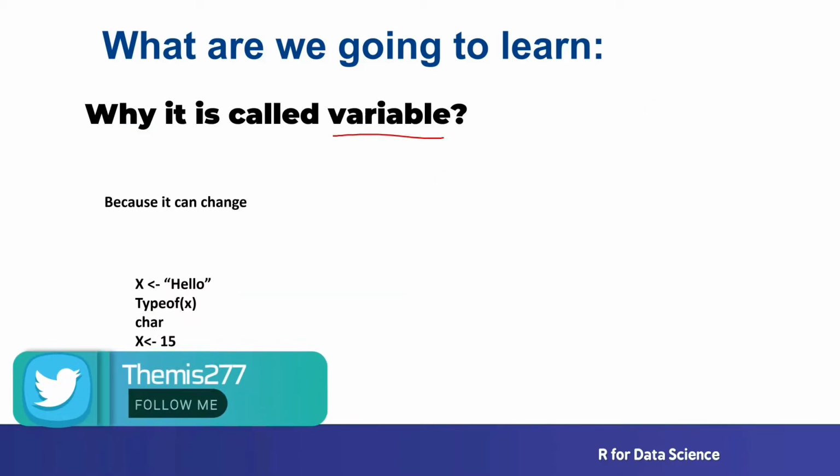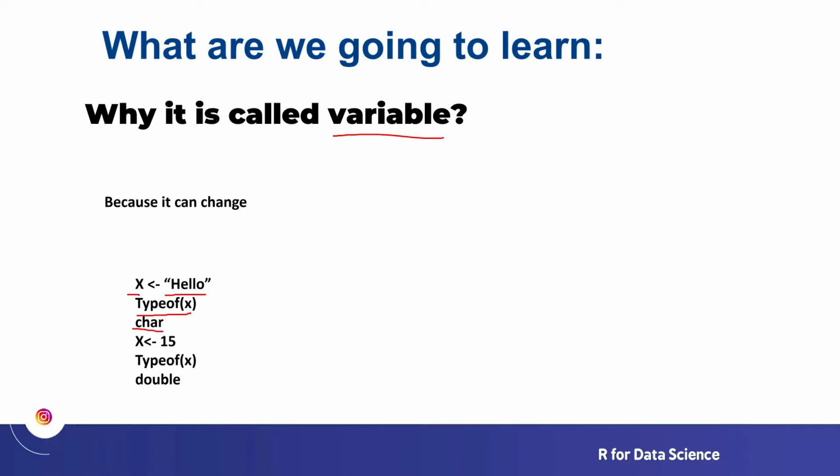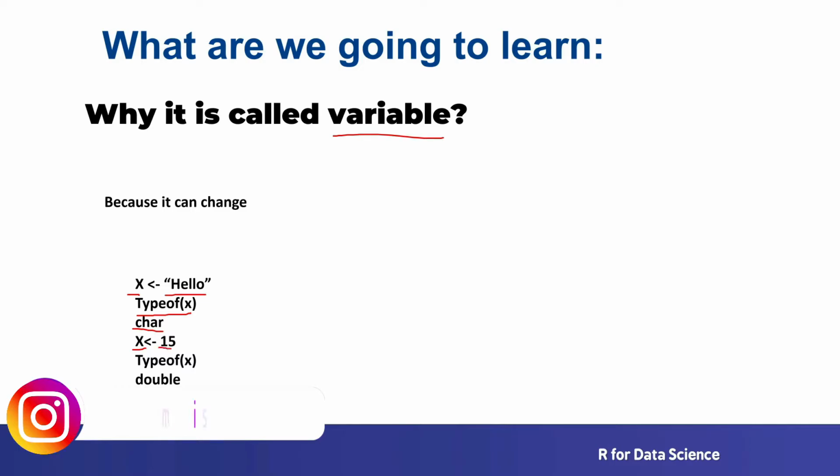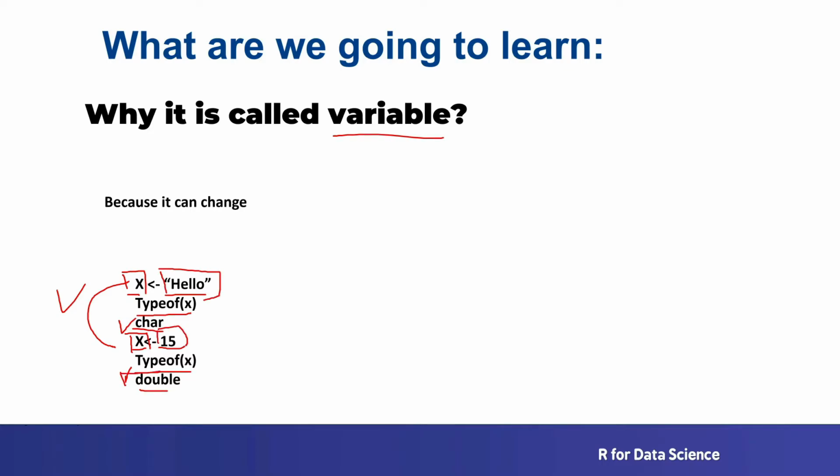So why is it called a variable? Because it can change; it varies. Here I have x and I assigned hello, and the type of x is character now. But then to the same variable I assigned the number 15, and when I checked the type, it gave me double. So here the data type changed, still the same variable. Try to pay attention; maybe it's a little bit complicated, but they're both x. It's the same variable, but once the value is changed, the data type itself is changed.